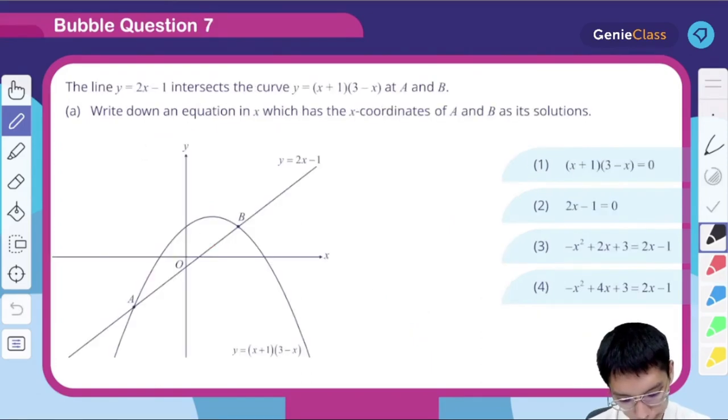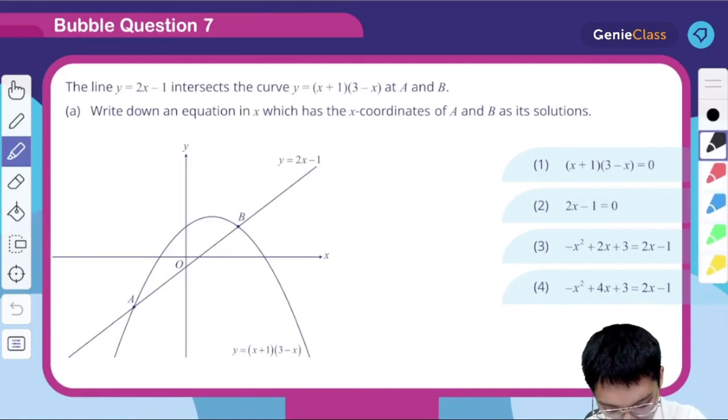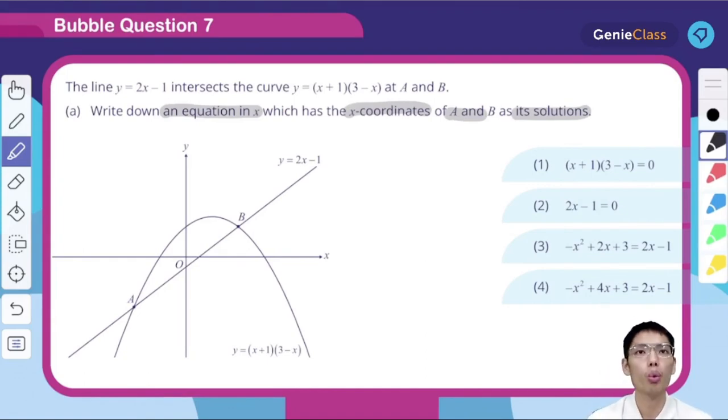Now, a very interesting question over here. This is like simultaneous and quadratic together. This is my 2 lines. Take note, I just want an equation in x which has the x coordinates of A and B as its solutions. How do I form the equation? Launching the bubble launcher in 3, 2, 1. Let's go. I just want the equation. What is my equation?